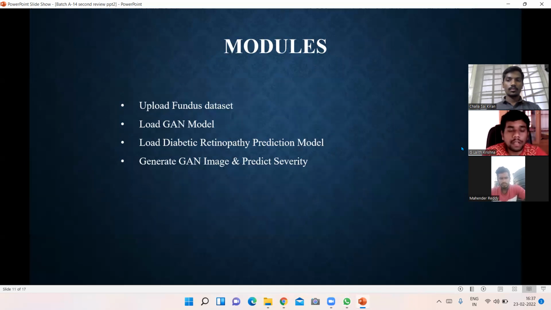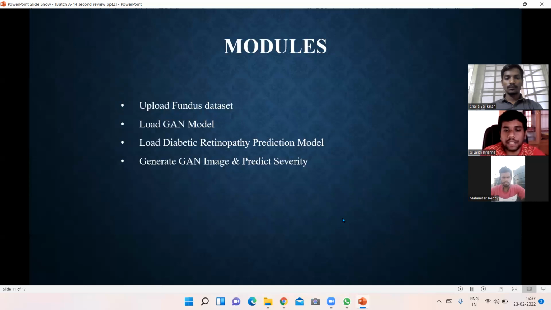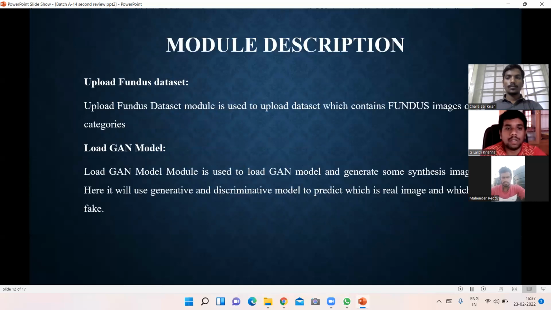One needs to know what a module in a software project is. A module in a software project is a part of a program that contains one or more routines. This project contains four routines, namely uploading the fundus dataset, loading the GAN model, loading the diabetic retinopathy prediction model, and generating the GAN image and predicting the severity. The first phase is uploading the fundus dataset. This module is used to upload the dataset, which contains fundus images of 5 categories.